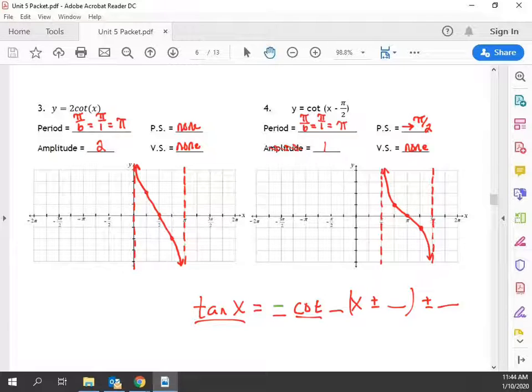Do I need to change its period length? Because what's the period of the parent function of tangent? Not 1, but we use a different measurement. Pi. What is the period length of the parent function of cotangent? Pi as well. So those are both the same. So nothing needs to go here, so that's gone.